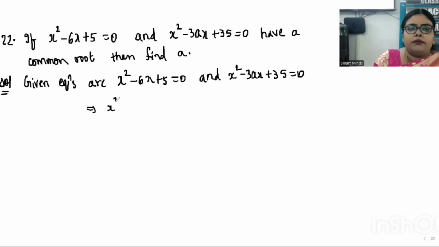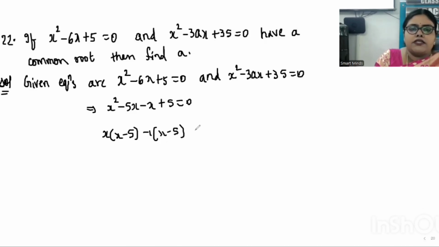So split the middle term. So that is minus 3x minus 2x plus 5 is 0. Take x common, x minus 3 minus 2 common. One minute. Here we have to split in the other way. So this is minus 5x minus x plus 5 is 0. So x into x minus 5 minus 1 into x minus 5. Again, if we take x minus 5 common, you will get x minus 1. So you got x is equal to 5 and 1.